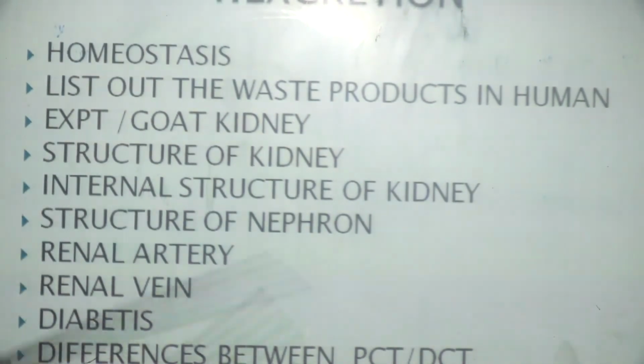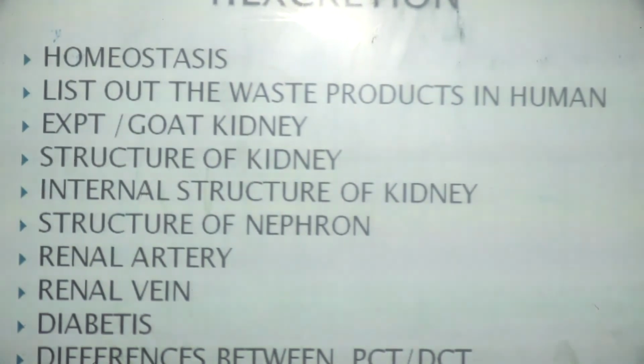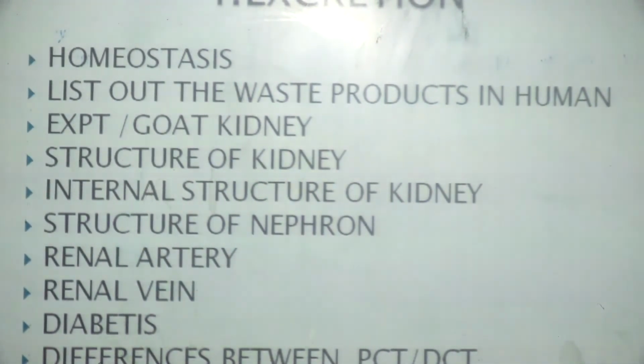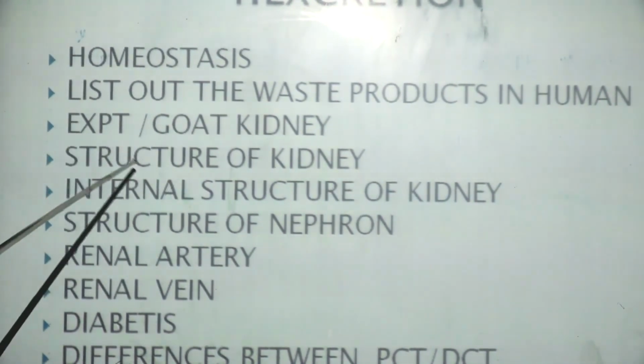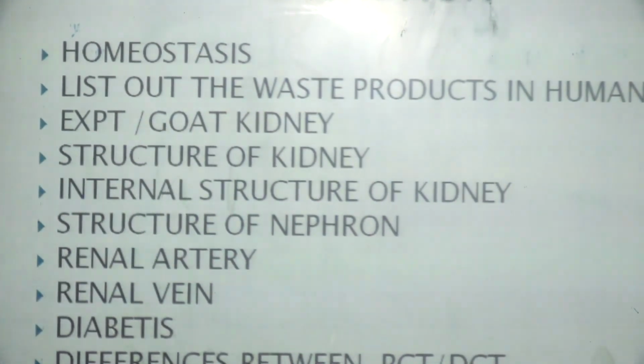What is the experiment that you conduct in your laboratory to study the kidney? So you have to think that you went to collect a kidney from the mutton shop, how you brought that into your laboratory, and how you conducted an experiment to study the external features and internal features of the kidney. So that experiment is given. And the next one is the structure of the kidney. This is also a goat kidney, which is given in the textbook itself.